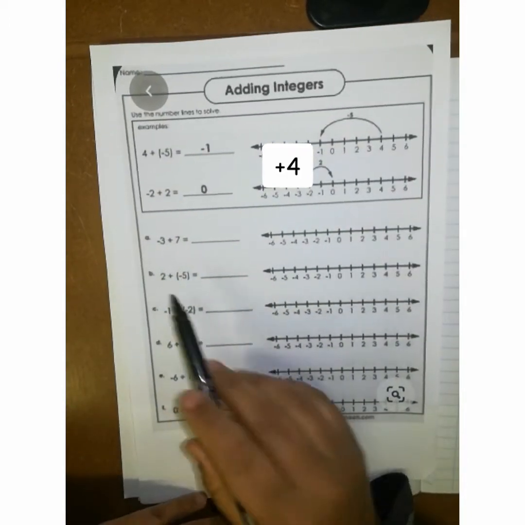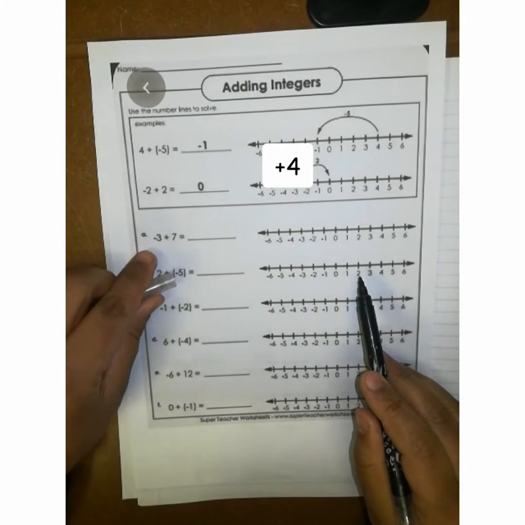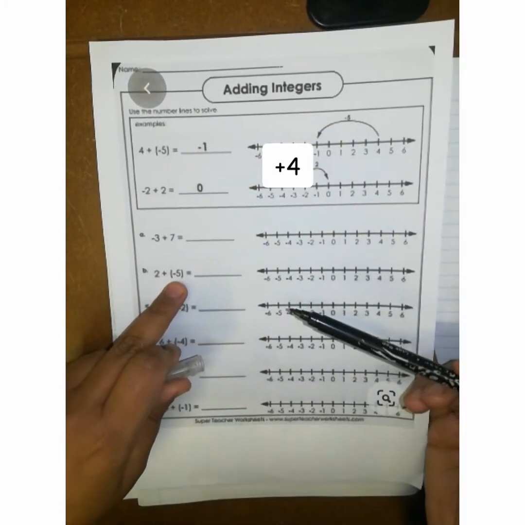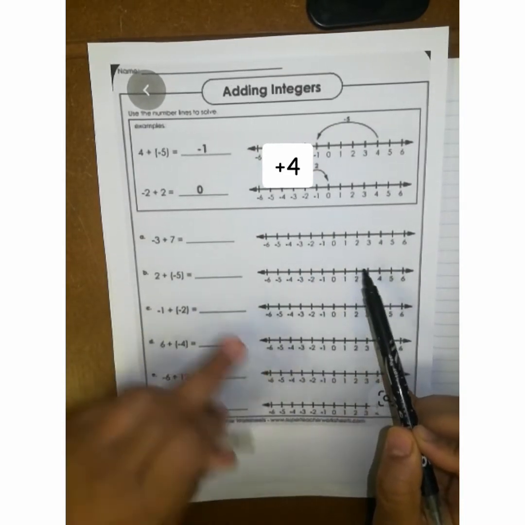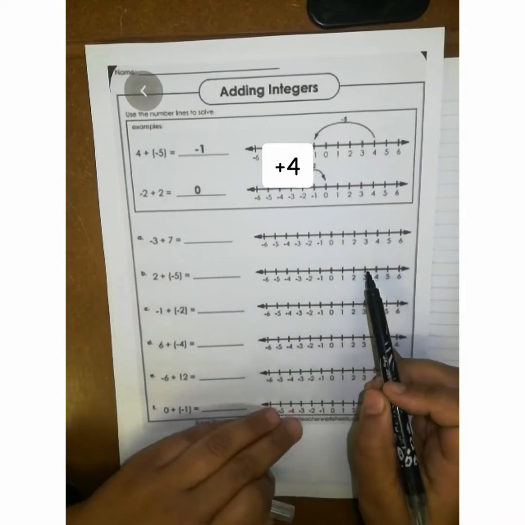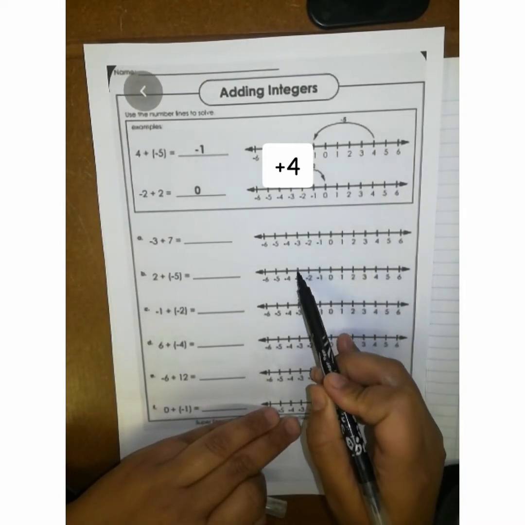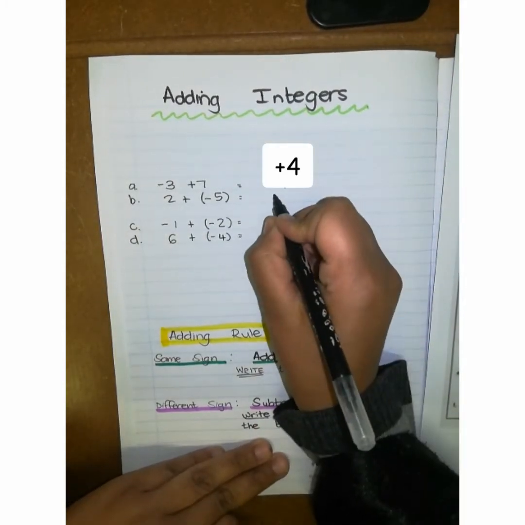Let's try another one. I'm starting at a positive 2 and I'm moving in my negative field. I'm going towards the margin because it's a minus 5. So I'm going from 2, 5 hops. 1, 2, 3, 4, 5, which is minus 3.